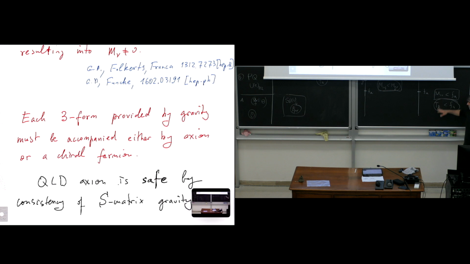No, this has nothing to do with the S matrix. This is always true, regardless. No, this is even more conservative than the S matrix, because we simply don't want to enter the regimes where standard computations have not been done. We want to trust them, and therefore we don't want inflation to go beyond the effective field theory regime.